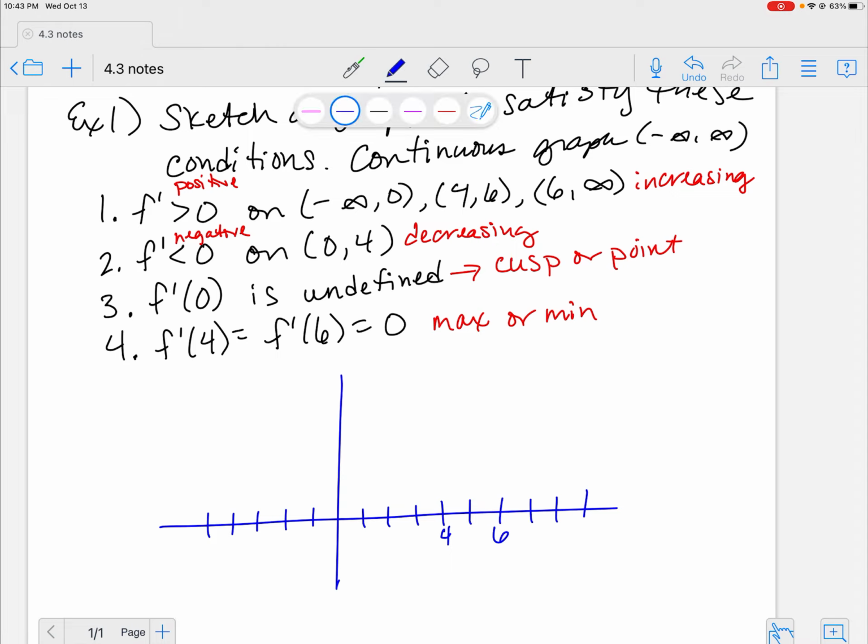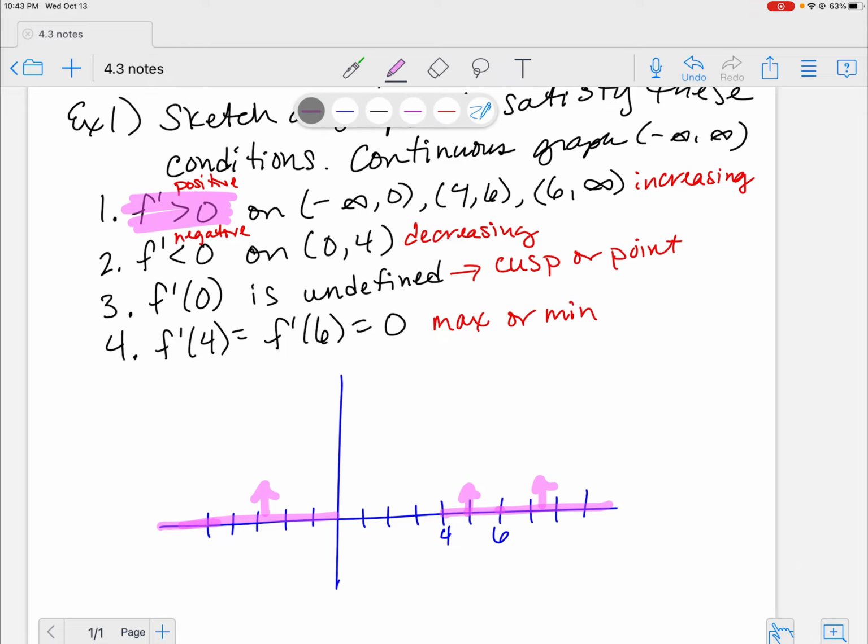Alrighty. So I know that my graph is positive from negative infinity to 0. So from negative infinity to 0, I'm at positive. So that means my graph is above that axis, right? Okay, good. And I'm increasing. That's what I'm talking about, increasing. Also from 4 to 6, I'm increasing. And then from 6 to infinity, I am increasing.